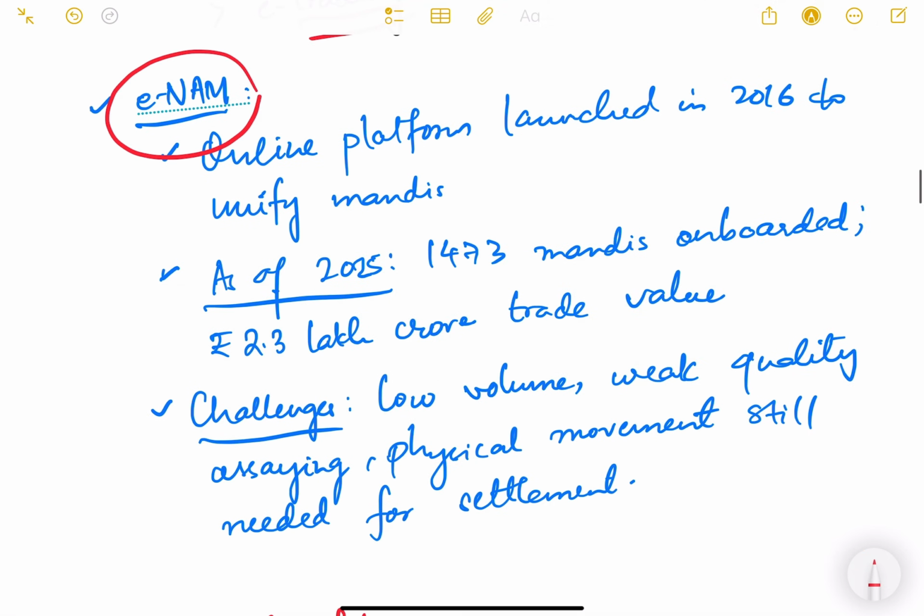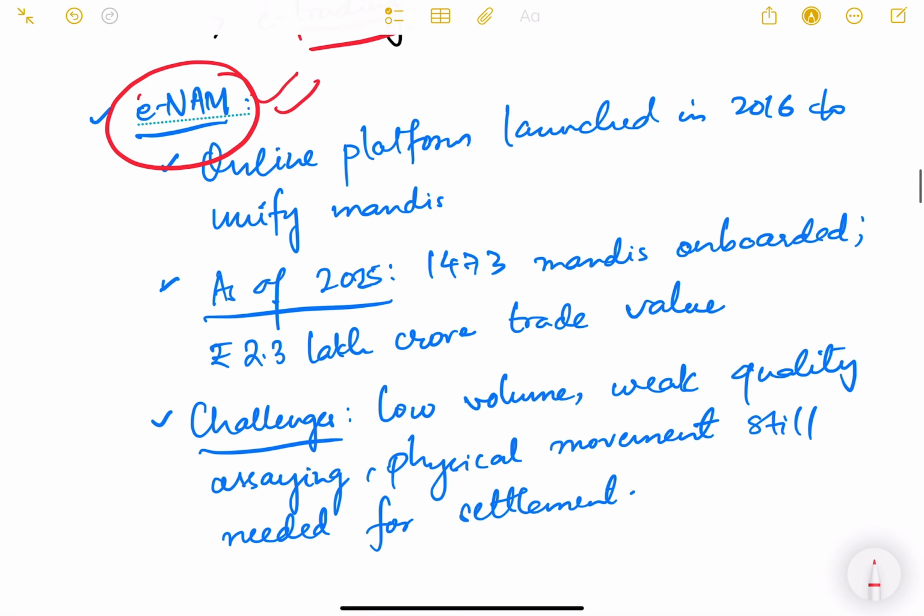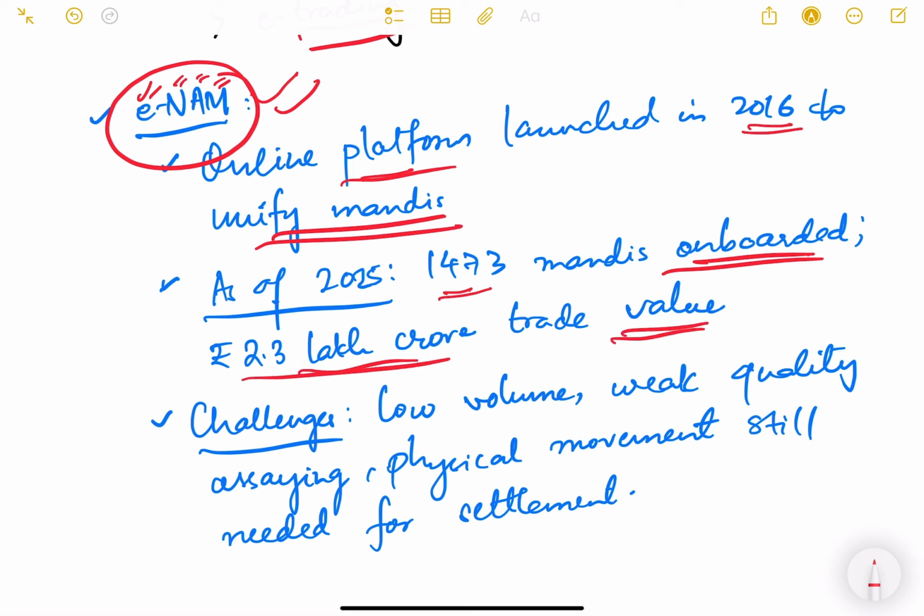Now e-NAM is one of the important reforms brought by the government recently. So e-NAM is the Electronic National Agriculture Market. It is an online platform launched in 2016 to unify these mandis all over the country. A farmer can see where the demand is coming from, and they can sell their produce to that particular purchaser online. As of 2025, 1473 mandis are onboarded on the e-NAM portal. 2.3 lakh crore trade value has already happened, but see, it is still very, very less. 1473 is a very minuscule amount of the total number of mandis that we have in our country.